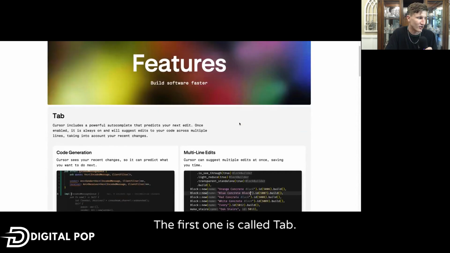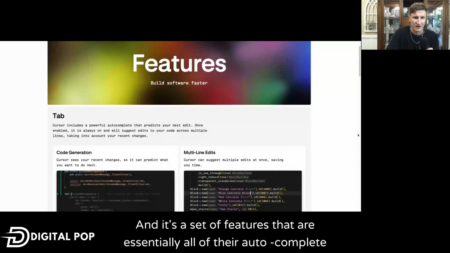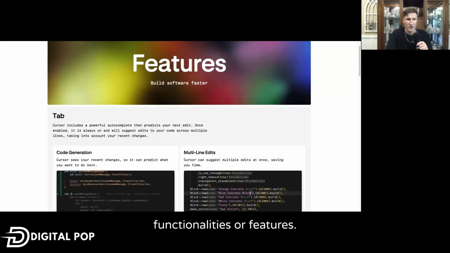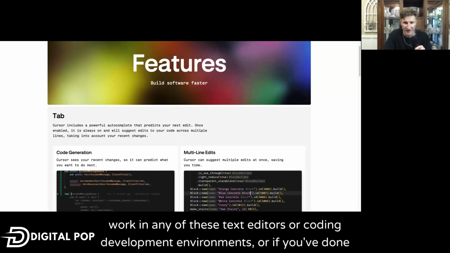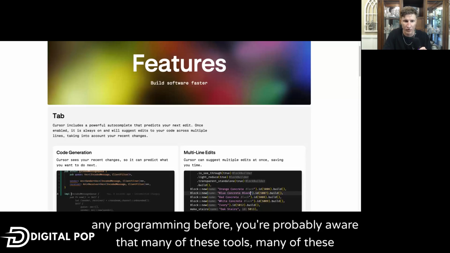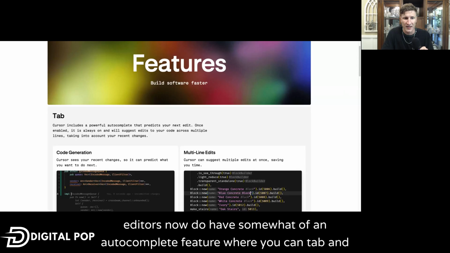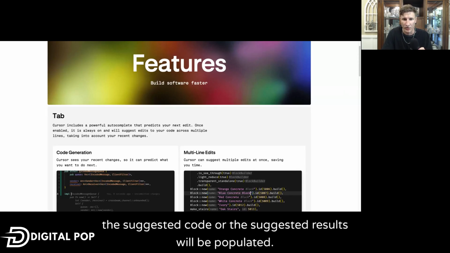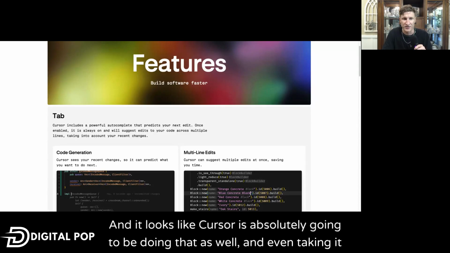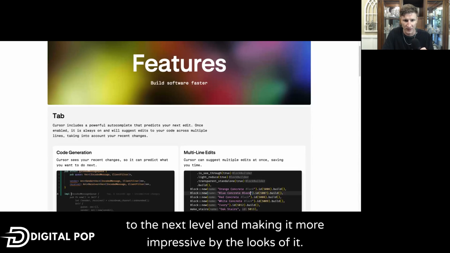The first one is called Tab, and it's a set of features that are essentially all of their autocomplete functionalities. If you work in any of these text editors or coding development environments, or if you've done any programming before, you're probably aware that many of these editors now have somewhat of an autocomplete feature where you can tab and the suggested code or the suggested results will be populated. And it looks like Cursor is absolutely going to be doing that as well, and even taking it to the next level and making it more impressive by the looks of it.